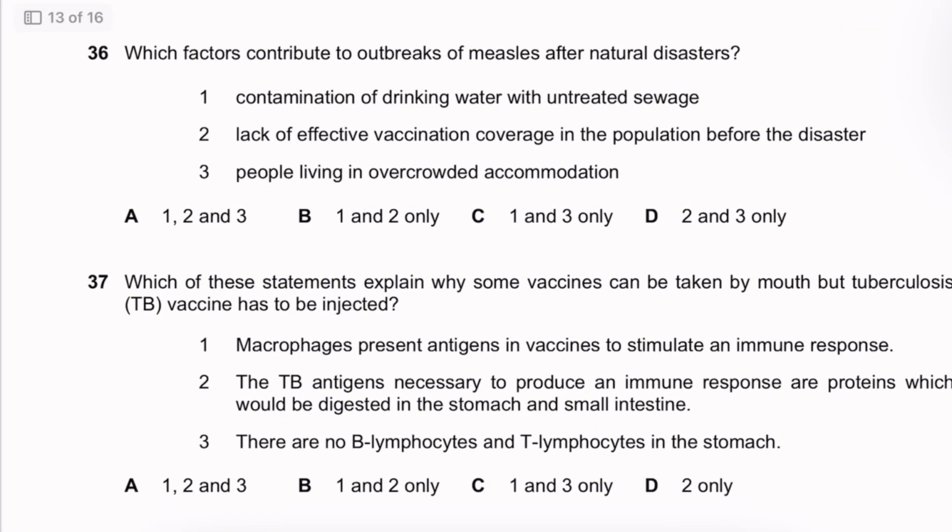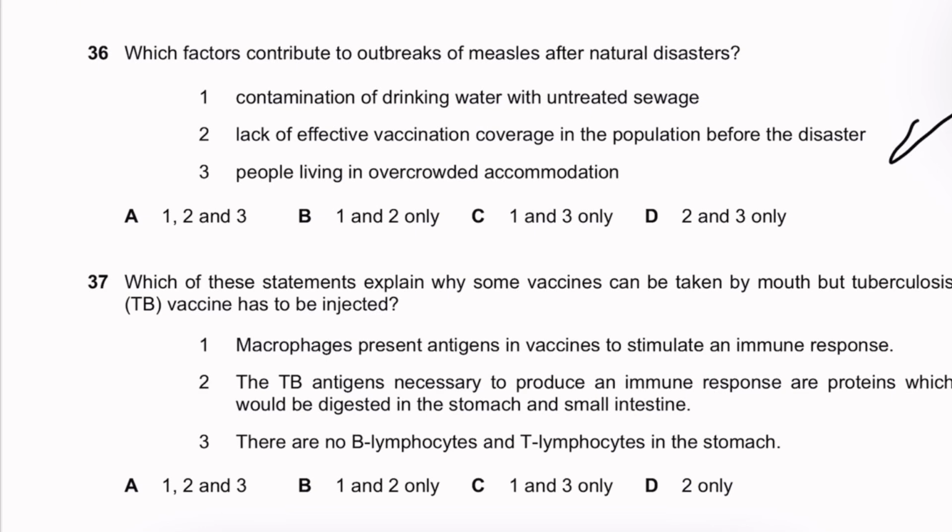Factors that contribute to outbreaks of measles after natural disasters. Contamination of drinking water with untreated sewage is going to contribute to the factors that lead to outbreaks of maybe cholera, not measles, because measles is an airborne infection. Lack of effective vaccination coverage in the population before the disaster. Exactly. If you have a lack of vaccination coverage, there's a lack of immunity within the population. This is going to lead to an outbreak.